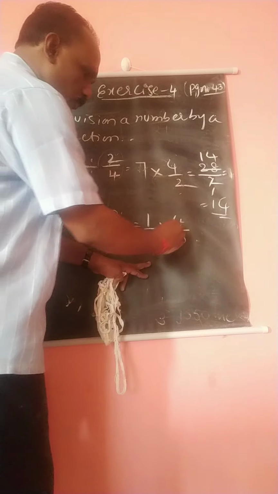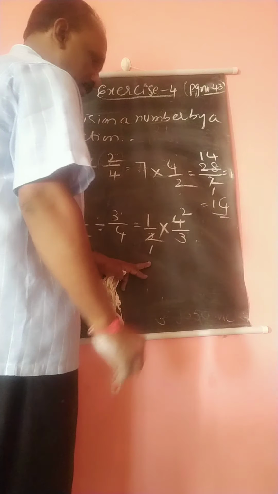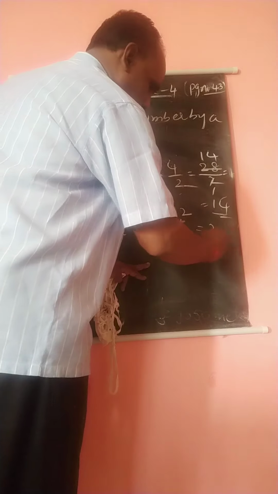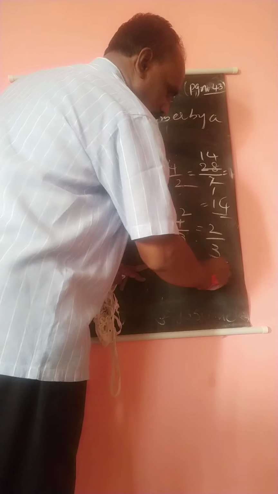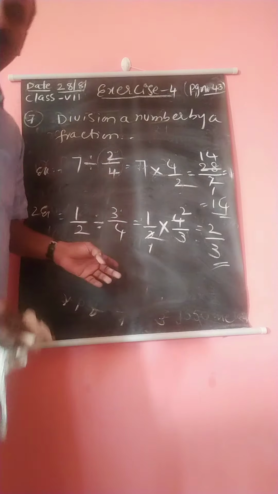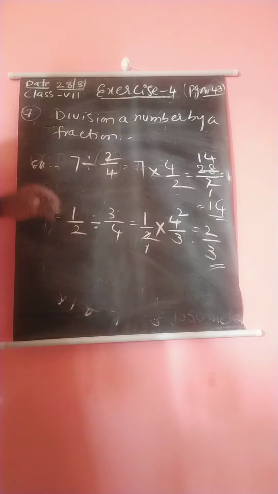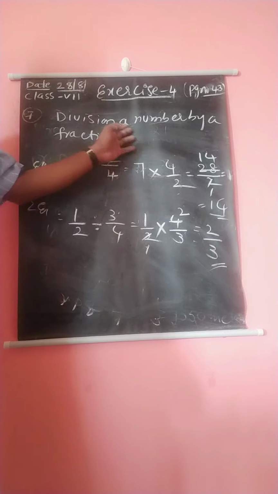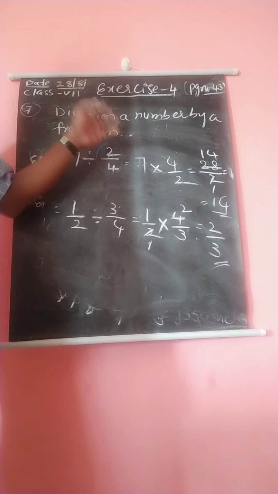2 1s are 2, 2 2s are 4. Then 1 2s are 2, by 1 3 is 3. 2 by 3 it will come. This is the way of that one. Like that. This is the division of fractions, children.